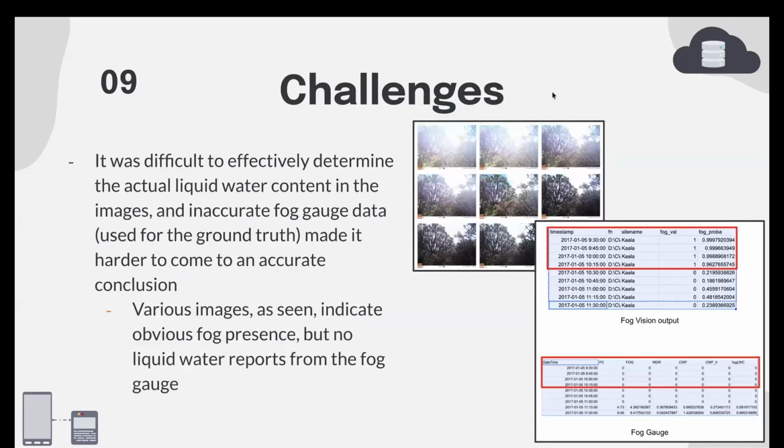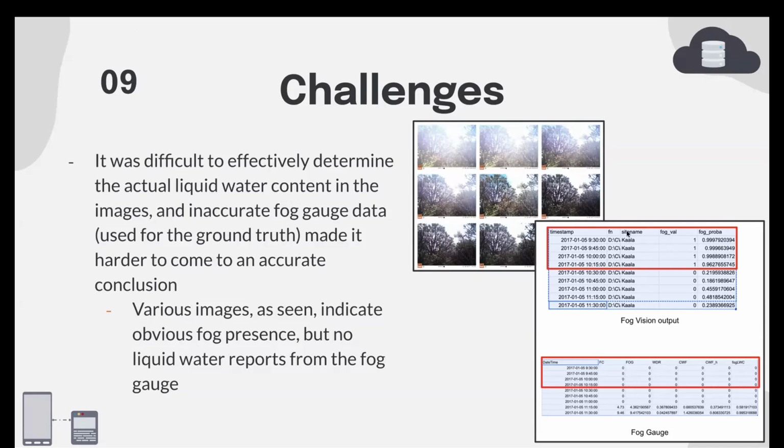And then, this is one of the examples of the challenges I encountered. It was difficult to effectively determine the actual liquid water content in the images, and inaccurate fog gauge data made it hard to come to an accurate conclusion, since I use the fog gauge data as my ground truth. And these images, again, are just another few examples of obvious fog presence, but the gauge reports no liquid water.